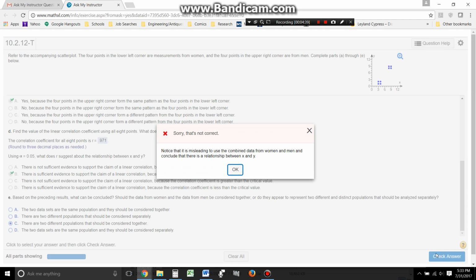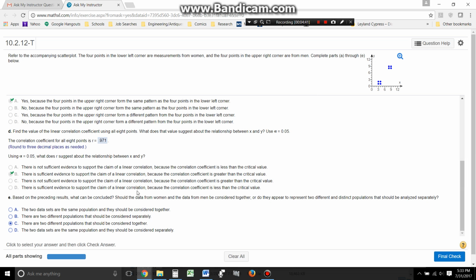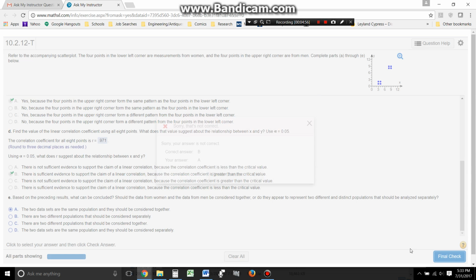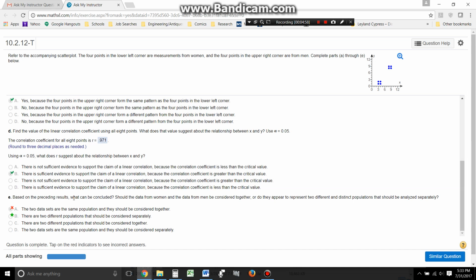So let's see what happens. Nope, they didn't like that one. Let's see, the two data sets are from the same population. Two different data sets are from different, let's try A. The answer is B. Two different populations and should be considered separately.